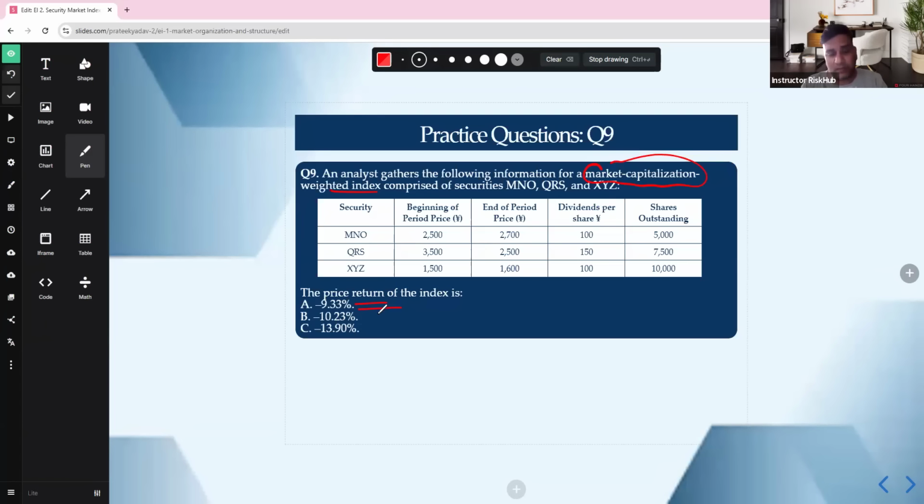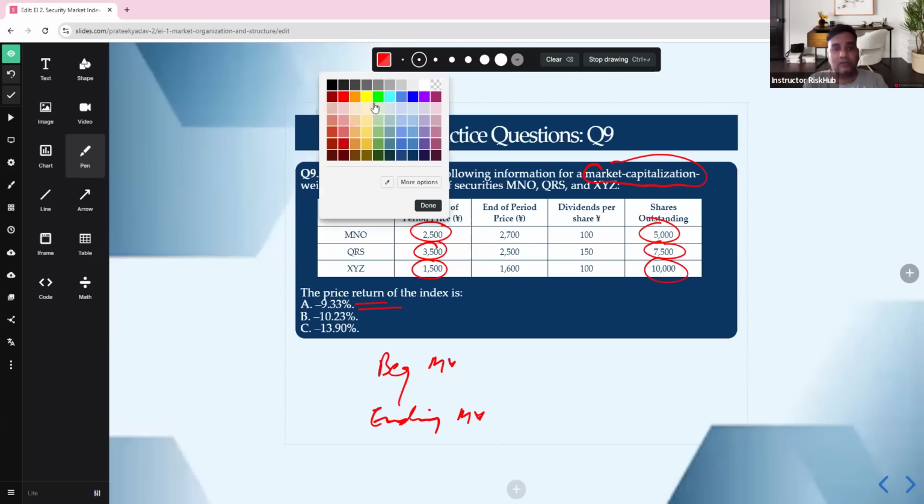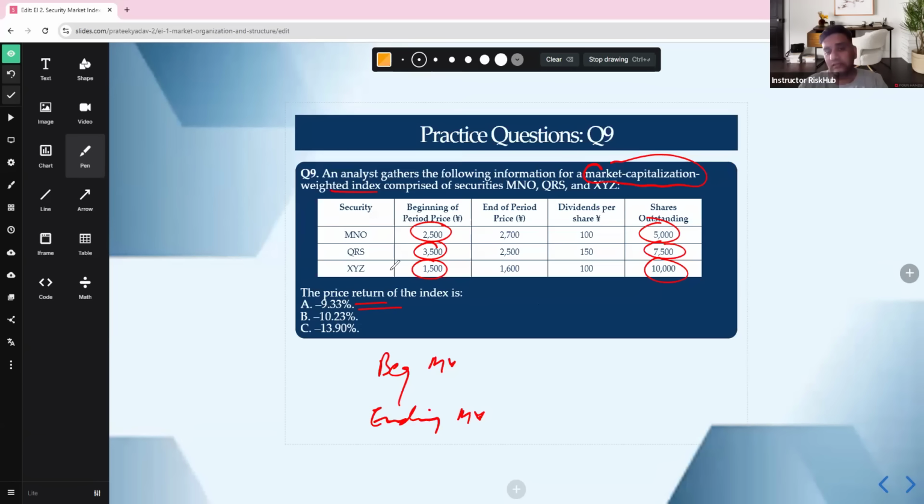When you look at your market cap index, you have to understand the multiplication. You have to find the market cap, which is the shares multiplied by your share price. So that is what you need to find out. You have to find the beginning market value and the ending market value. For the ending market value, you multiply the ending shares with the ending price.